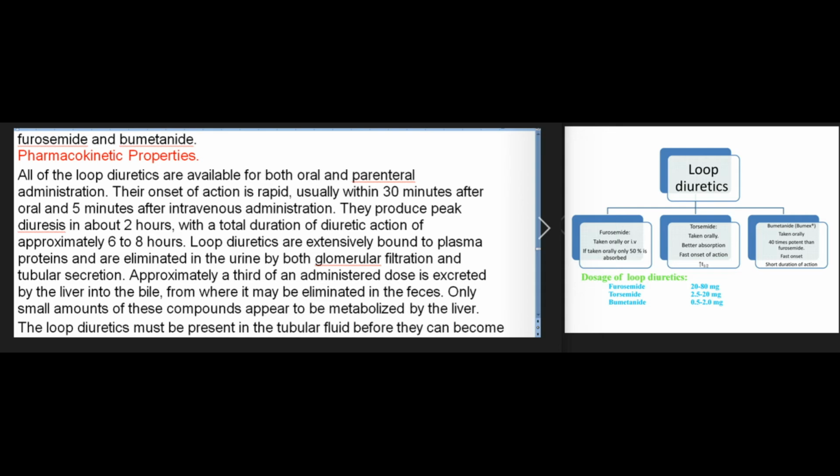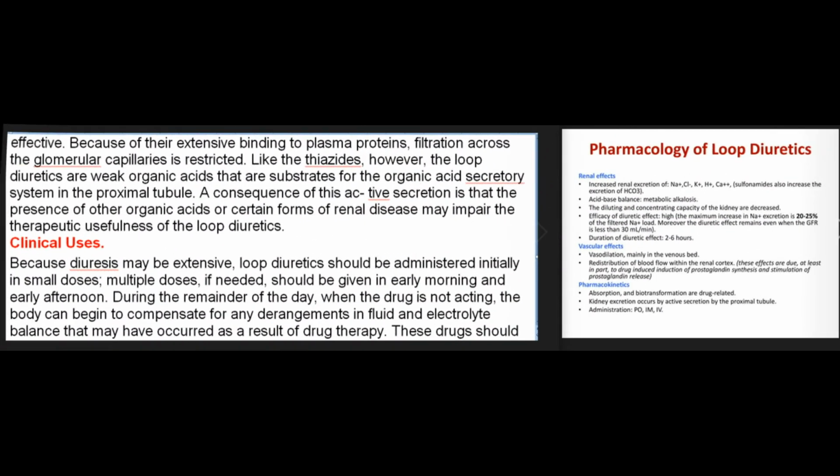The loop diuretics must be present in the tubular fluid before they can become effective. Because of their extensive binding to plasma proteins, filtration across the glomerular capillaries is restricted. Like the thiazides, however, the loop diuretics are weak organic acids that are substrates for the organic acid secretory system in the proximal tubule. A consequence of this active secretion is that the presence of other organic acids or certain forms of renal disease may impair the therapeutic usefulness of the loop diuretics.